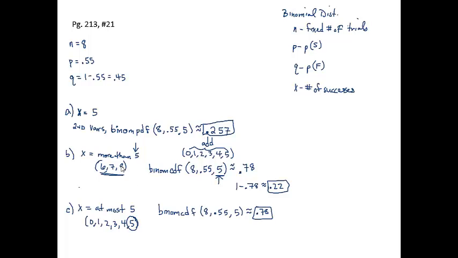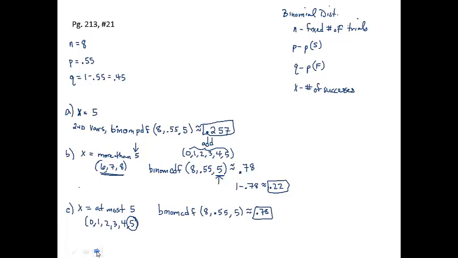In part B, when I use the calculator, remember it's cumulative. It's going to start at 0 and go up to that number. So I started at 0 and I went up to 5. But it didn't want that. It wanted 6, 7, and 8. So it's the complement, and I have to subtract it from 1. Alright, so that's question number 21.